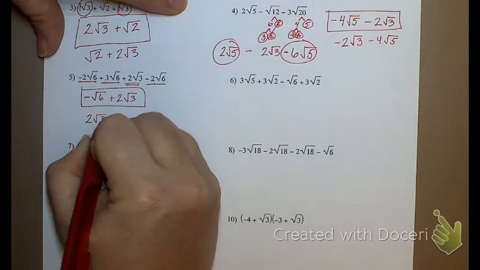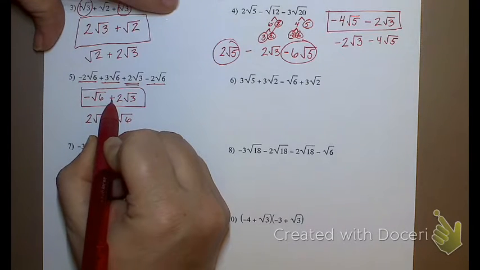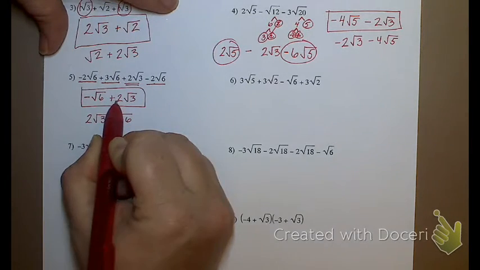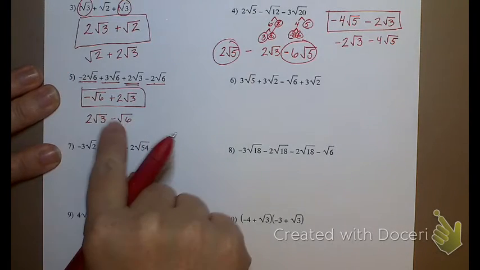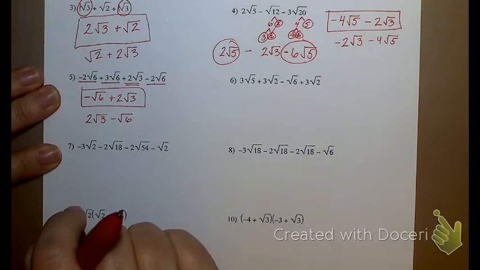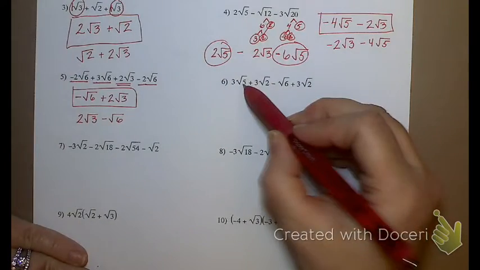Two radical 3 minus radical 6. So whatever sign, plus or minus, comes in front of the term has to still come in front of it here. So this negative sign here has to still be in front of the radical 6 if you write it the other way. Okay. Number 6, can I draw trees for any of these guys?